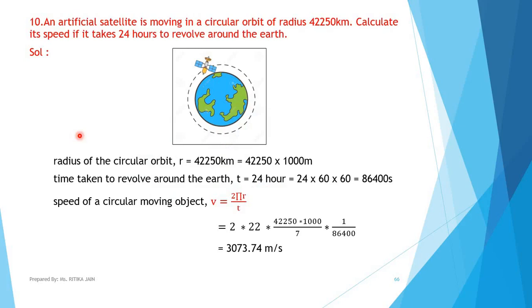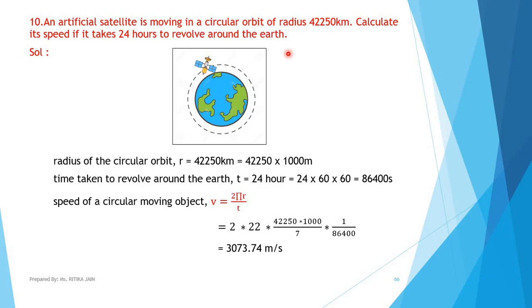Now move to the last question of the exercise. An artificial satellite is moving in a circular orbit of radius 42,250 km. Radius is given. Calculate its speed if it takes 24 hours to revolve around the earth.